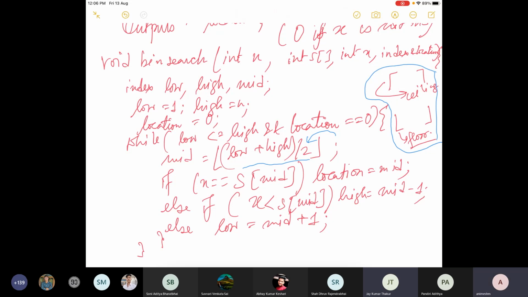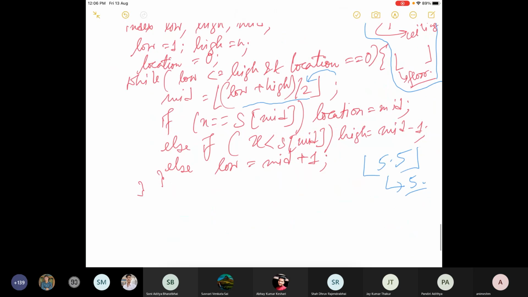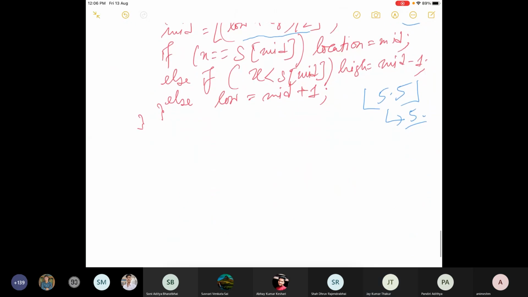Haven't you gone through floor and ceiling in your mathematics in class 2? Suppose it is 5.5, and you are asked to do a floor of this, it will return you 5. Okay, sir, understood.